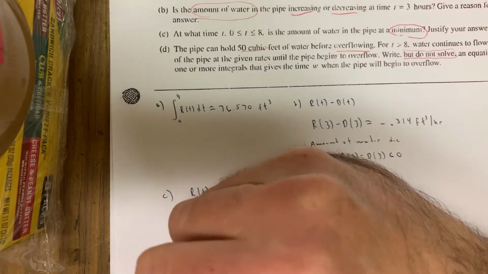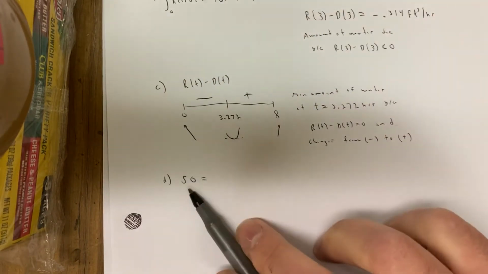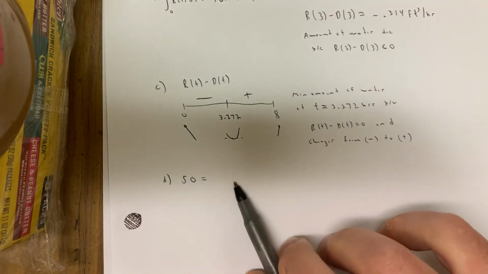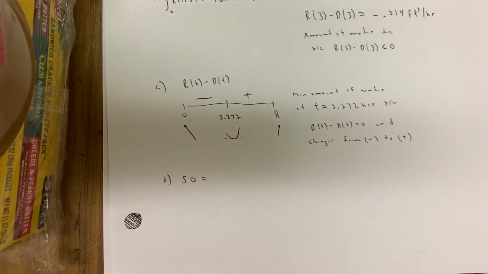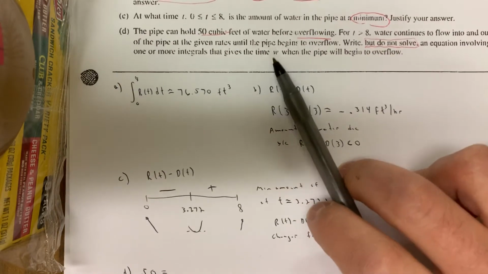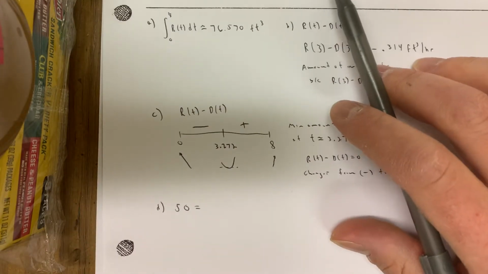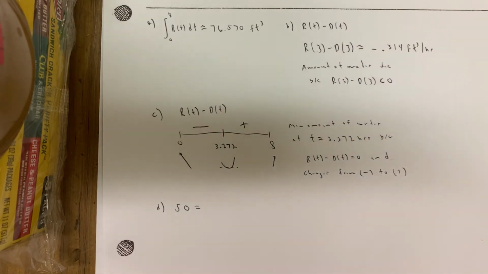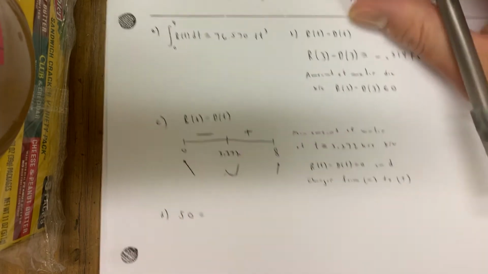And we just want to know at what time T the amount of water in the pipe is going to be equal to 50. Here's my 50. We're going to set it equal to the amount of water in the pipe. At any time T, and it's actually any time W in this case, how do I figure out the amount of water in the pipe? Well, obviously integrate the rate at which the water flows in, and then subtract from that the integral of the rate at which the water flows out. But don't forget that initial amount of water at T equals 0 in this case.